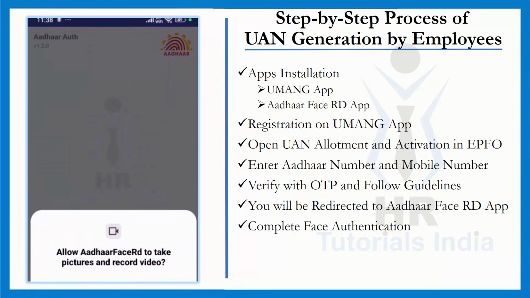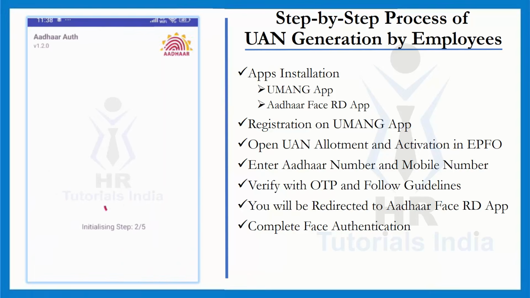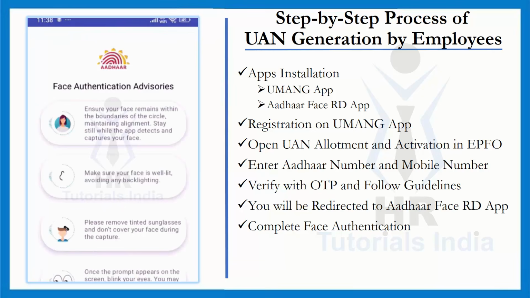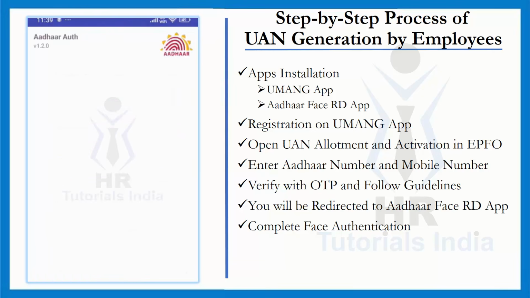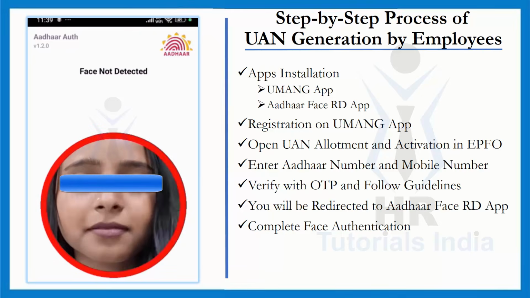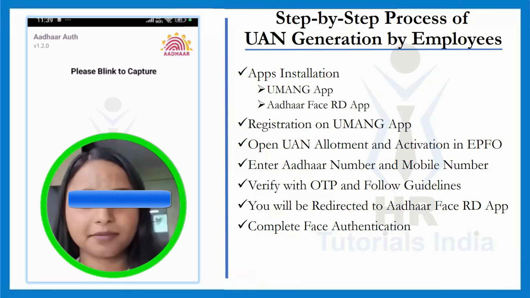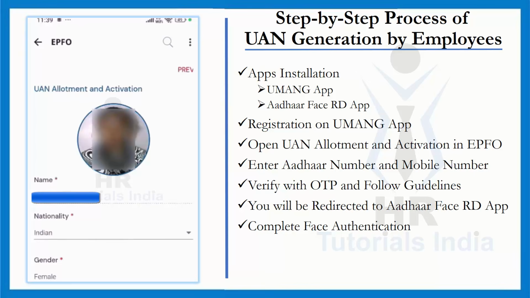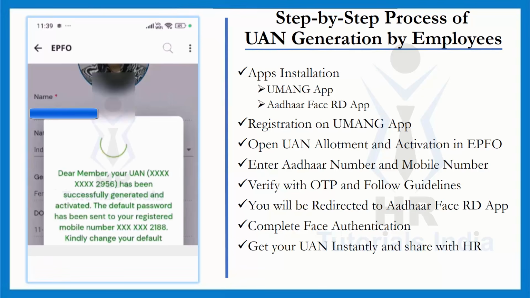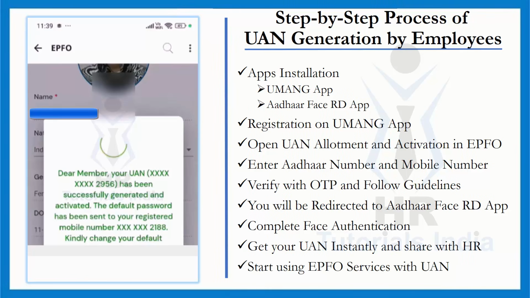Then you will be directed to the Aadhaar Face RD page where you need to show your face for face authentication. Now look into the camera, blink as instructed and complete the face scan. This confirms your identity. Once verified, your UAN will be generated instantly and you will receive an SMS which needs to be shared with your HR team for PF linking. Now you can log into the EPFO member portal using UAN and access all PF related services easily.